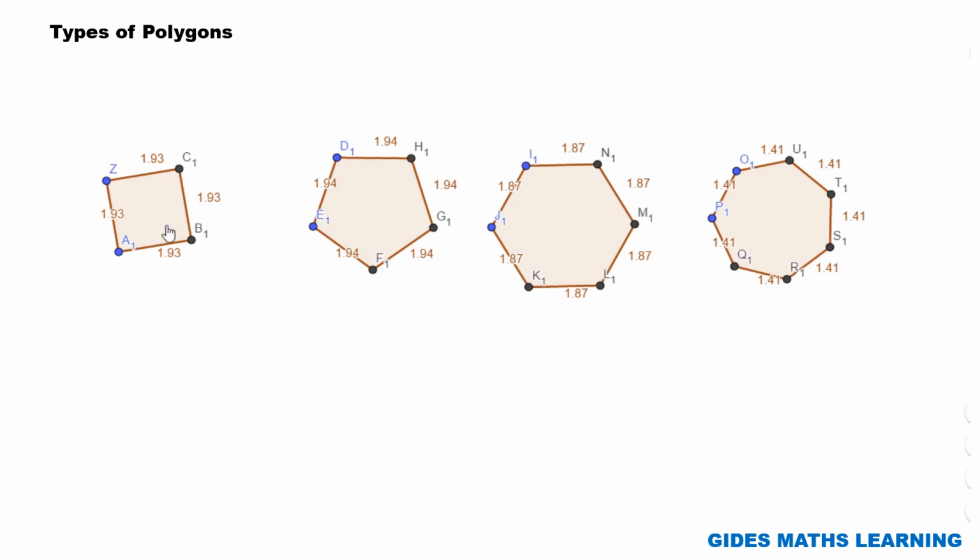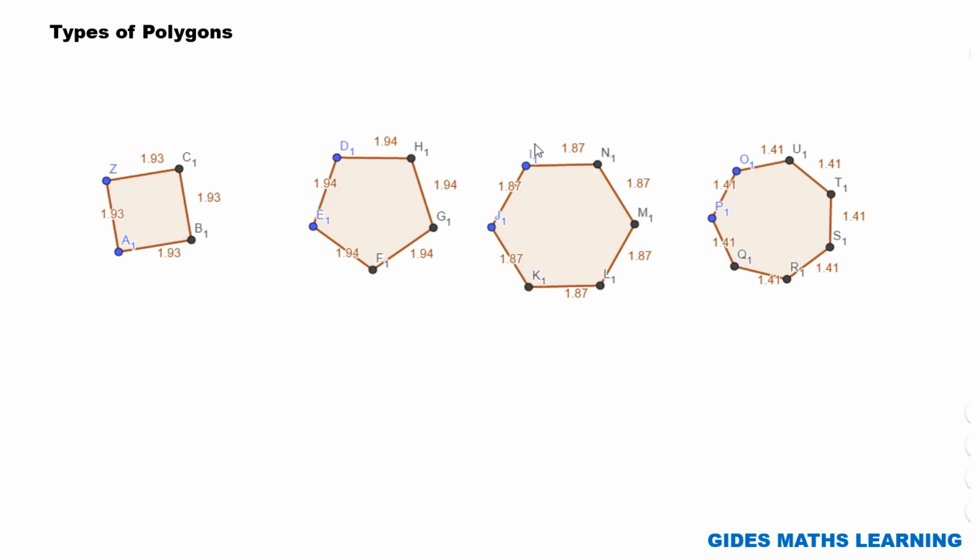So one thing that we've realized is that this is a regular polygon. Why? Because all of them have sides that are the same in length. For the square, the length is 1.93 and it's the same for all the sides. We have the pentagon with each side 1.94, then the hexagon with each side 1.87, and the heptagon also has 1.41 for all the sides.